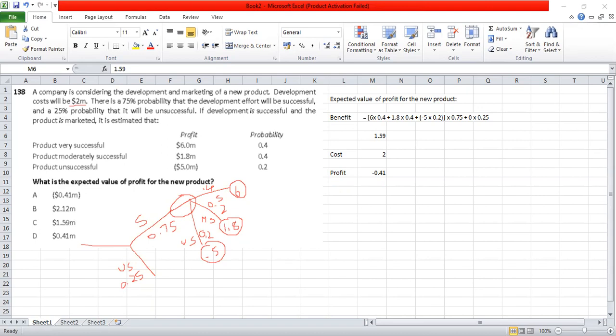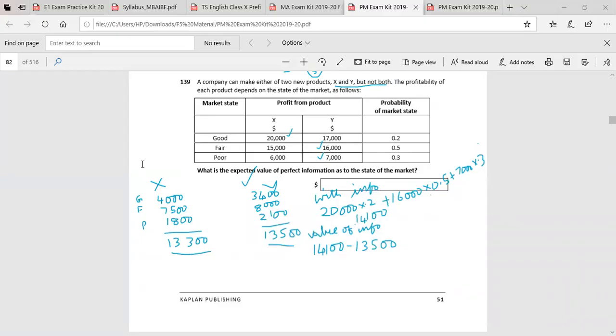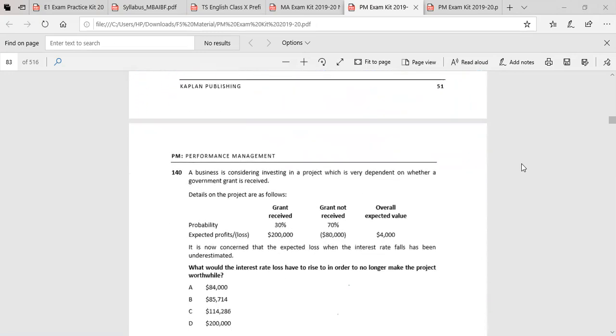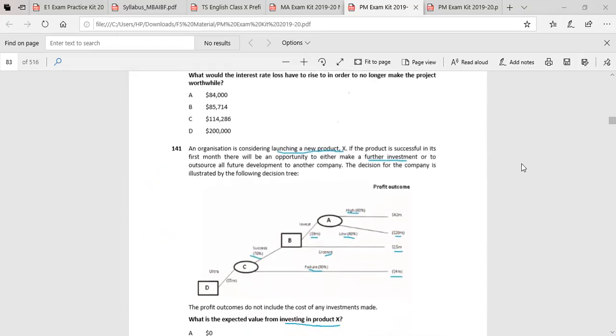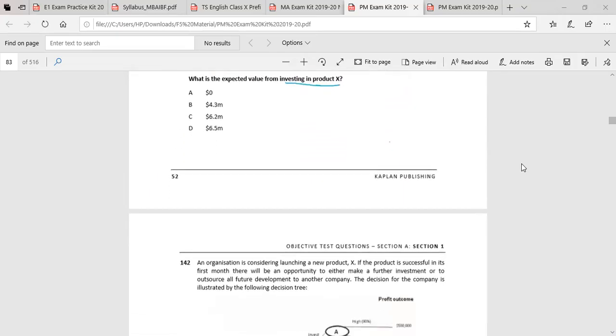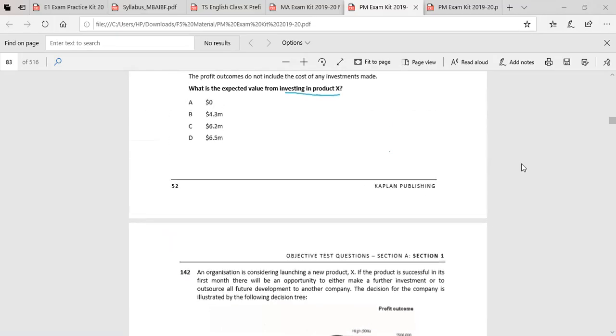Let's look at another question. Another question, 139. Let's work it out. Did I do 139 in the class? Please answer. 139, 140, 141, 142. We'll work out all these questions.